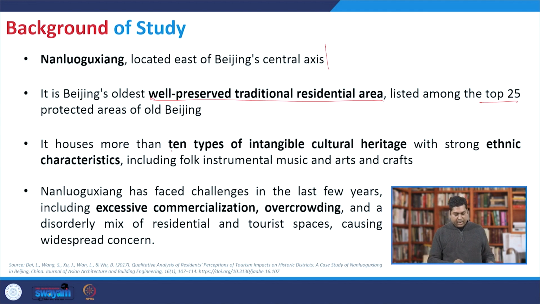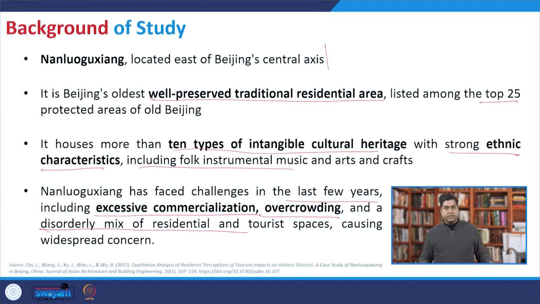It houses more than 10 types of intangible cultural heritage. Intangible means you do not have a tangible form, it may be culture, it may be some kind of art form with strong ethnic characteristics, including folk instrumental music, art and crafts, that I have already mentioned. This location has faced challenges in the last few years, including excessive commercialization, overcrowding and a disorderly mix of residential and tourist spaces causing some concern.